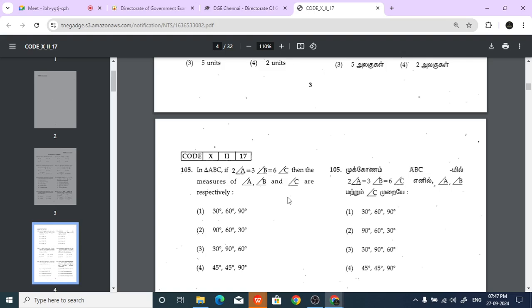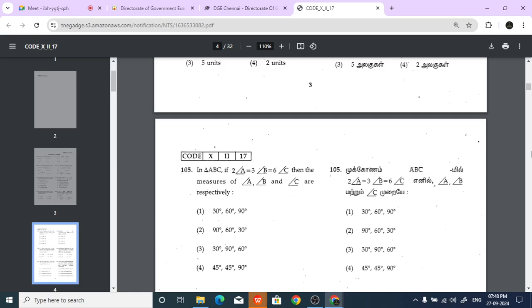Can you tell me, Sachin or Aditi, is angle A bigger than angle C? So angle A is bigger than angle C. So the only option where angle A is bigger than angle C is option 2, then 90, 60, 30. See, the point I'm trying to make, Swastika, everybody, you need not calculate everything.